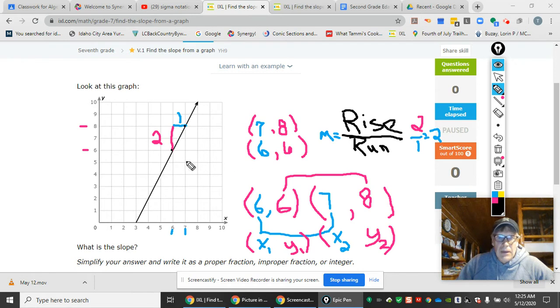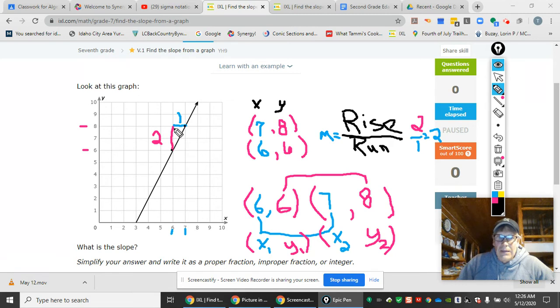All right. So I graphed out this point. This point is over 6, up 6. 6, 6 is my first point. My second point, right up here, is over 7, up 8. So you got to understand that these are my x values because it moves me over on my x. Up is my y values, and these are your y values because we're going to use those x's and y's in your formula. So where does this 2 come from?